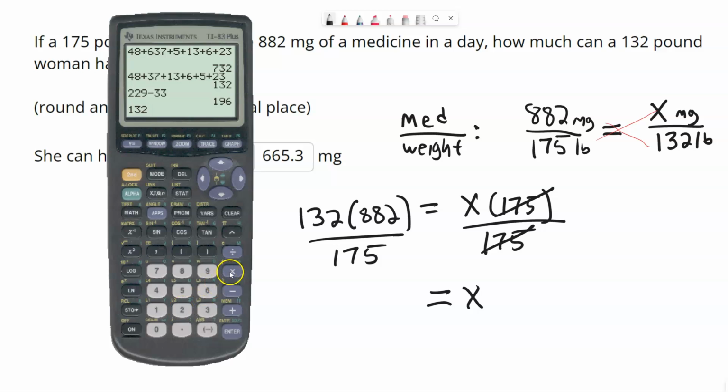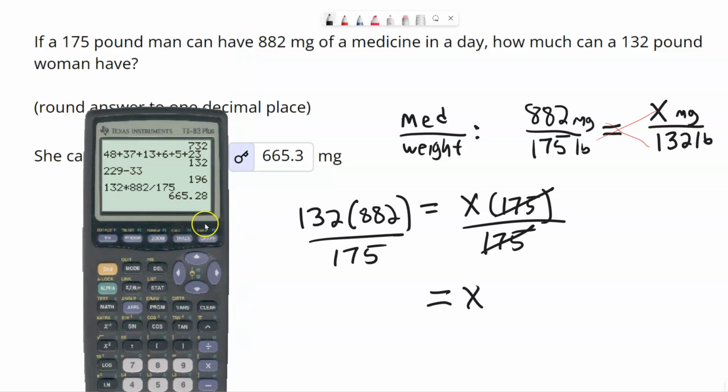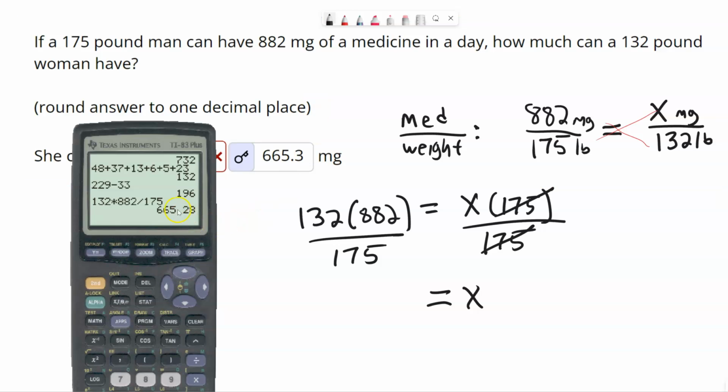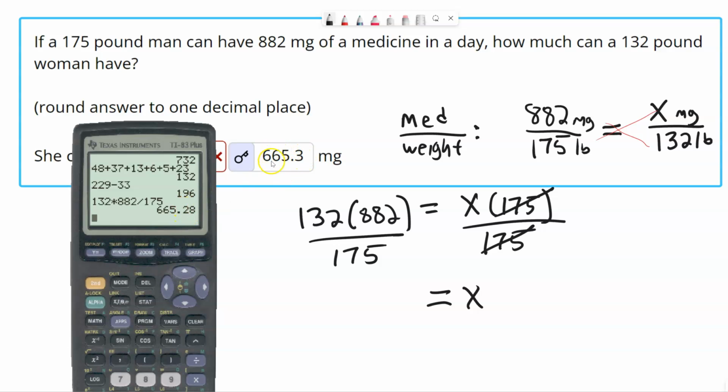132 times 882 divided by 175 gives 665.28. The instructions say to round the answer to one decimal place, so that would be 665 point. The 28 would round up to 3. And there we have our answer, 665.3.